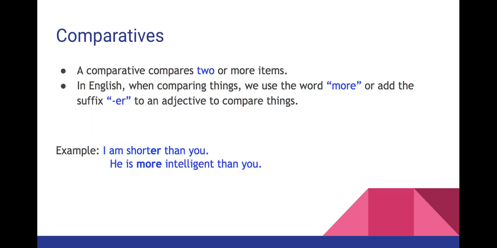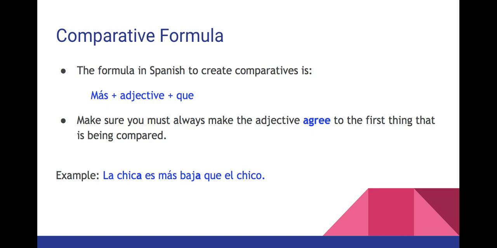Now, a comparative is the same thing in English. It's a sentence that compares two or more items. So in English, when we compare things, we use the word more or we add the suffix -er to an adjective to compare things. So for example, I would say, I am more intelligent than Alexis, or she is smarter than her sister. For example, I am shorter than you. He is more intelligent than you. So we're going to be learning how to say these things in Spanish.